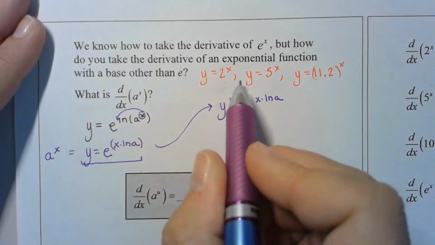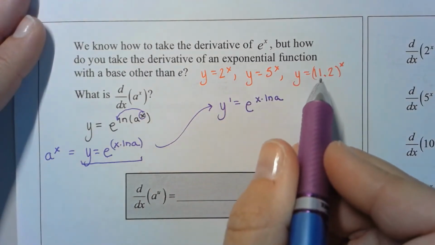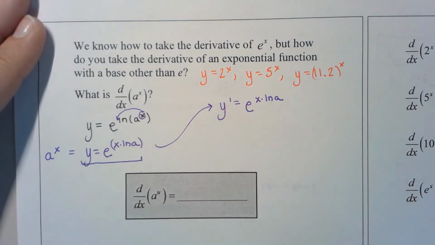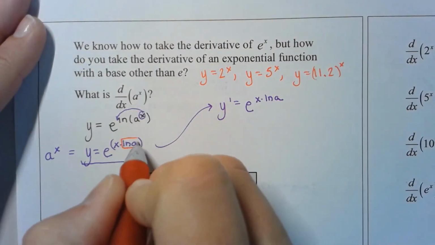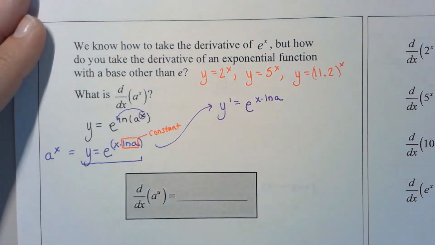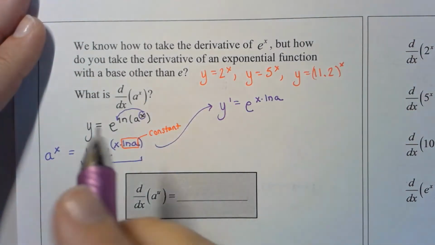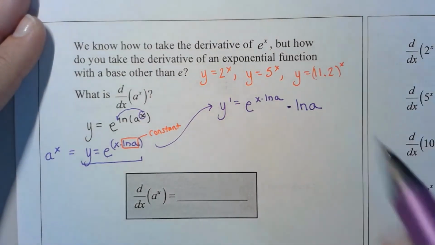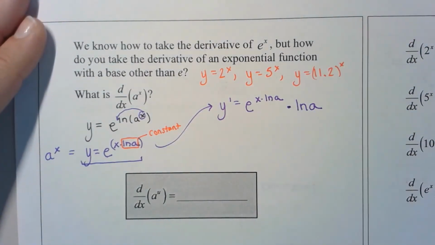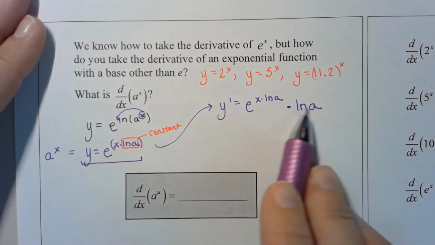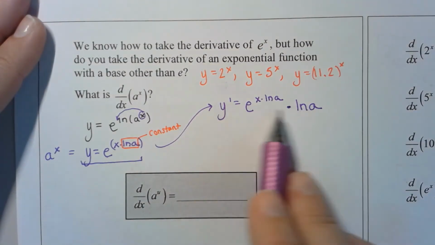A is a constant, right? It's a 2 or a 5 or 11.2, which means the natural log of that is still a constant. Natural log of a is just a constant. There's no variable in there. So the derivative of x times a constant is just the constant, right? Like the derivative of 2x is 2. The derivative of 10x is 10. So the derivative of natural log of a times x is just the natural log of a. So here's our derivative. Here's our rule.